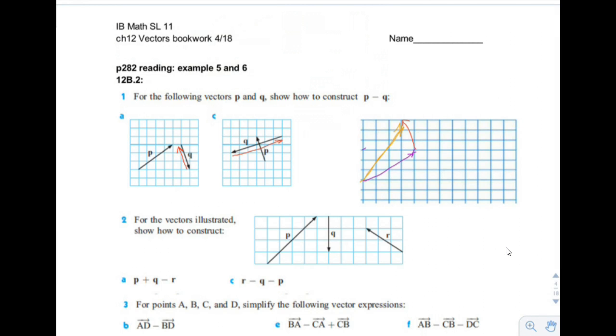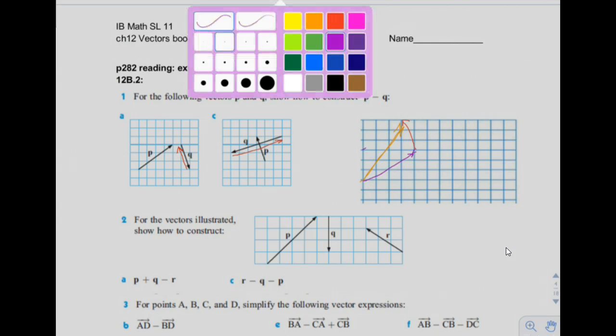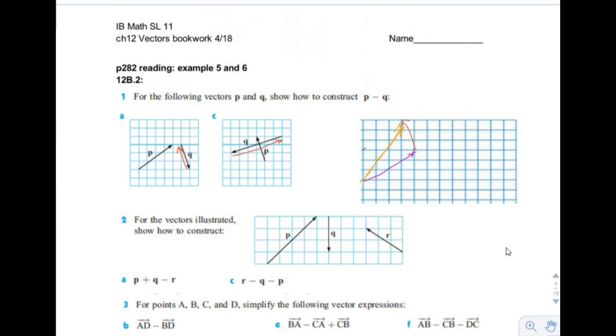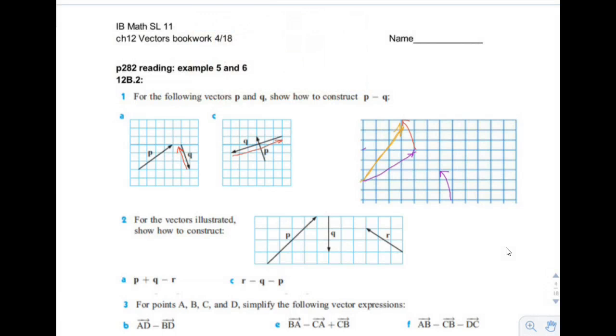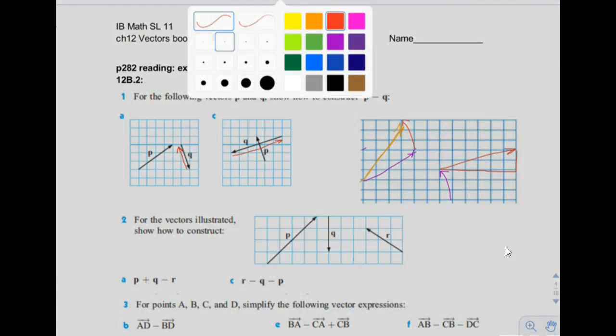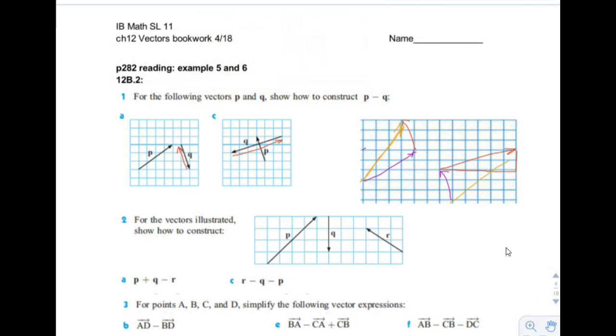Okay, and then this other one, let's see. The p vector goes to the left 1 and up 3. And then the p vector is, wow, 1, 2, 3, 4, 5, 6. It goes over 6, and it goes up 2 in the opposite direction of the original vector. And so the resultant vector would be that. Okay, so those would be the p minus q vectors. P minus q for A and p minus q for C.